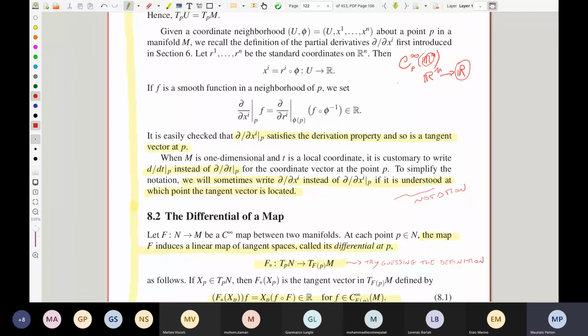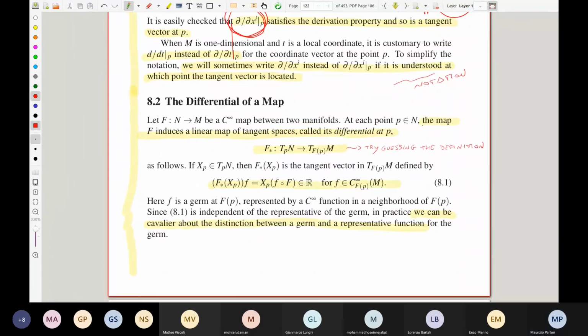And so if you choose a chart, you have tangent vectors only locally defined. So on a manifold, you still can do partial derivatives, but only locally. These partial derivatives are defined around P and require a choice of U, phi. Otherwise, you don't have these local coordinates and you can't do partial derivatives.